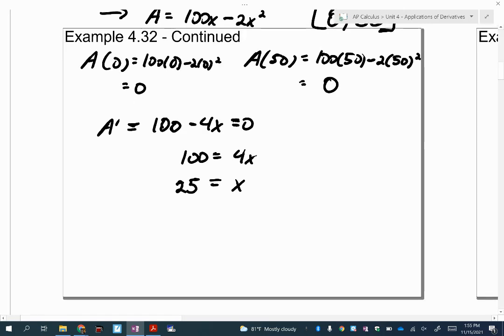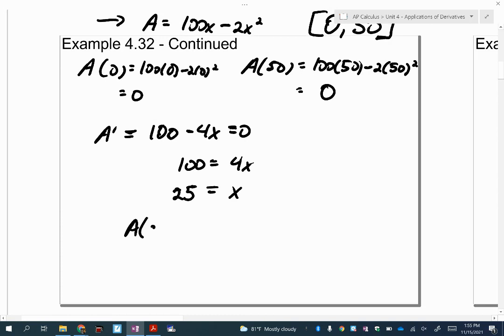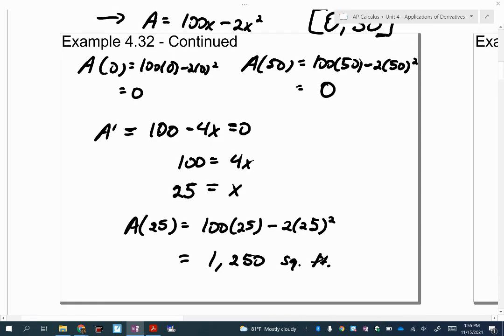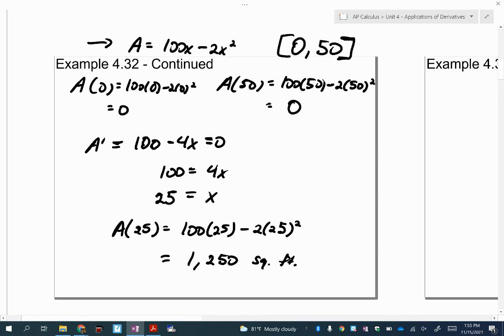All right, it also says what is the area. So I'm going to plug 25 into the area function, and then you can go to Desmos or find that it's 1,250 square feet. Now I left this other slide blank because I'm going to show you what happens when you sketch it. I'm going to go to Desmos and sketch this area function, 100x minus 2x squared.